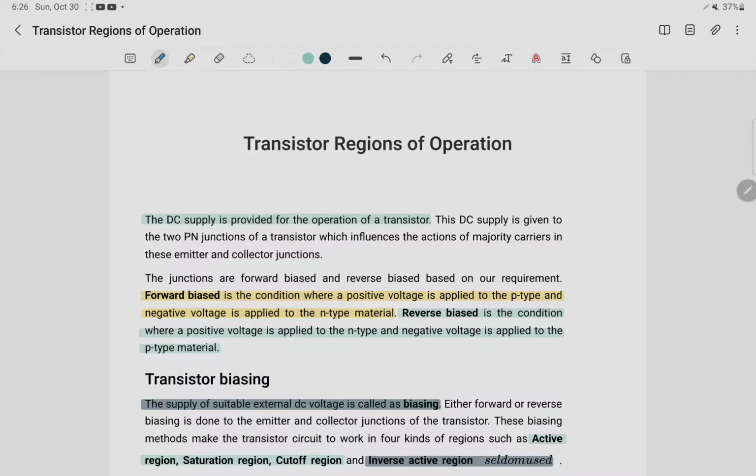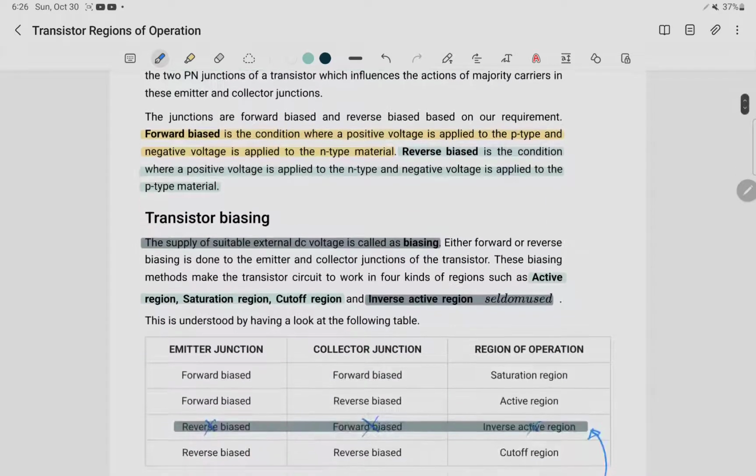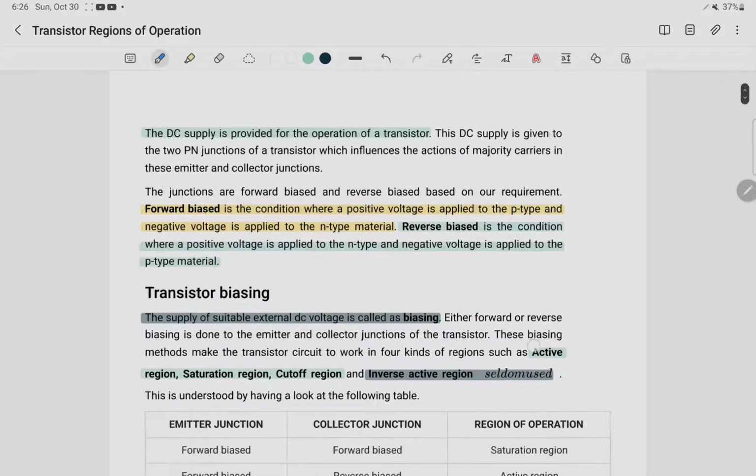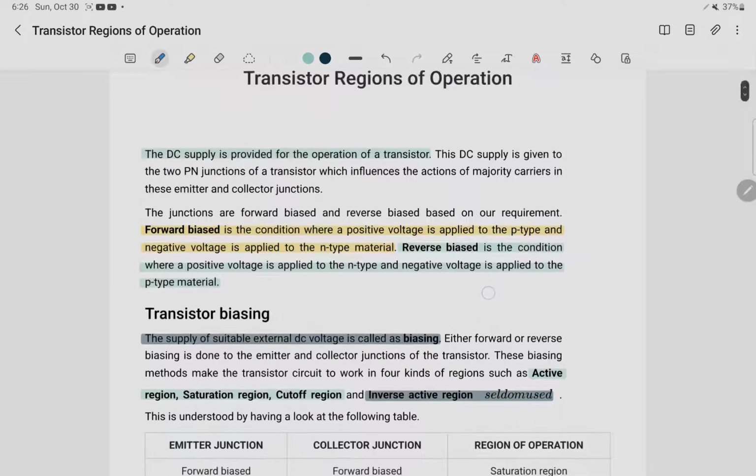So today we're going to be talking about the biasing of the transistor. There are different regions that are formed, about 3 regions in different cases of how we bias the different materials, either the P or the N. So first of all, biasing a transistor is basically supplying a suitable external DC voltage.